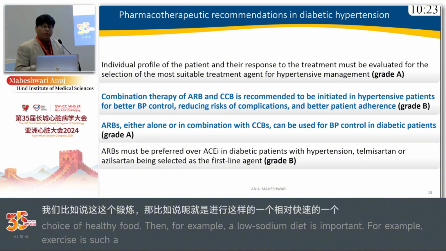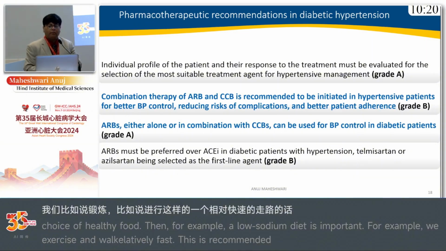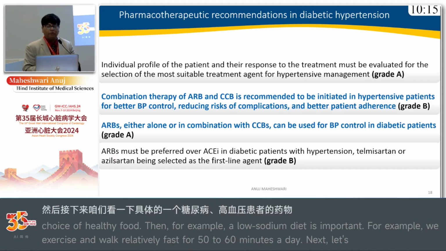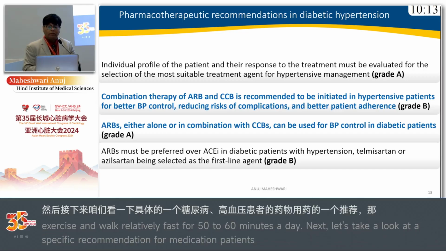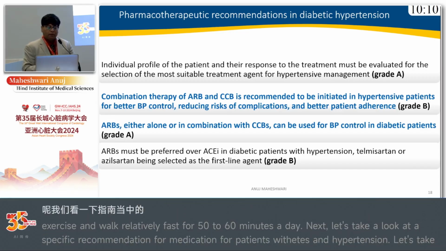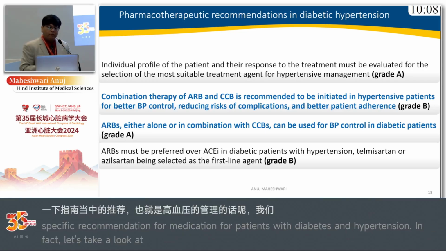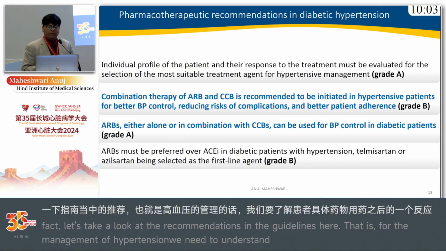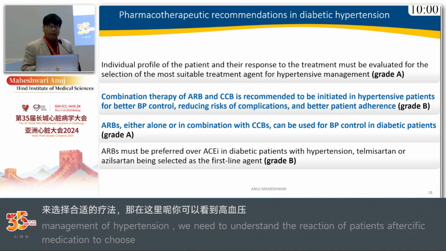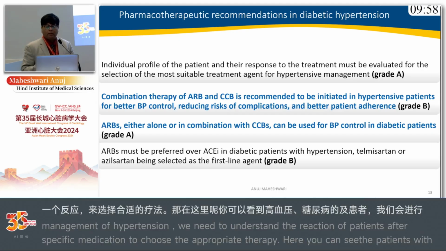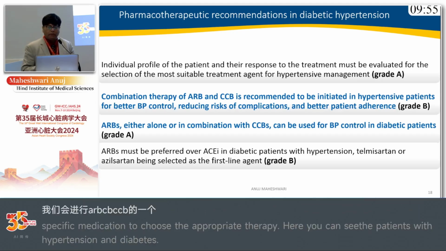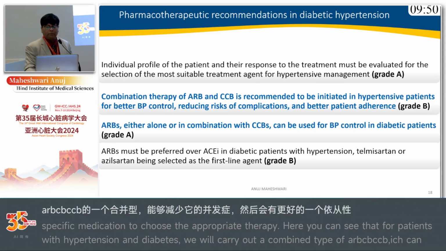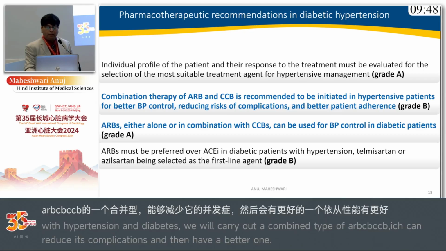Now come over to the pharmacotherapeutic options and recommendations in diabetic hypertension. The individual profile of the patient and their response to the treatment must be evaluated for the selection of the most suitable treatment agent for hypertension management. It's always recommended to start the treatment with combination therapy. And the most preferred combination in patients with diabetes is a RAS blocker and a calcium channel blocker. ARBs are the most preferred, combined with a calcium channel blocker, to be initiated in patients with hypertension for blood pressure control, reducing risk of complications and better patient adherence, having grade B evidence.